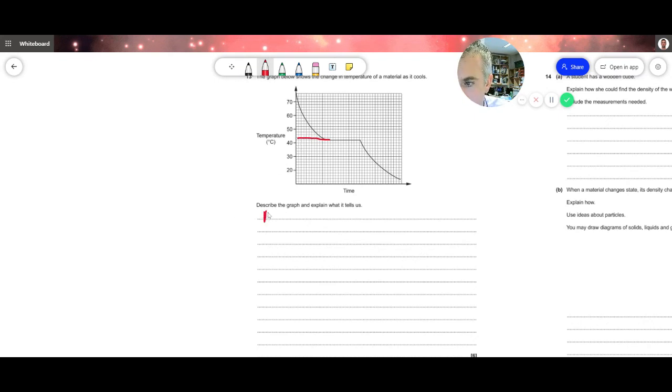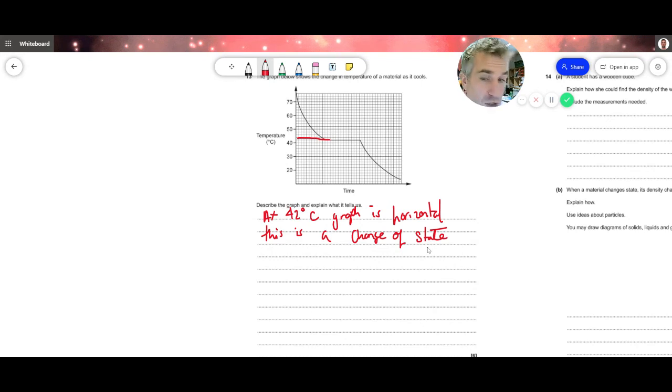So describe at 42 degrees C, the graph is horizontal. The graph is horizontal. This is a change of state. Hopefully you remember that from the specific heat capacity questions. When the temperature doesn't change, it means the object is going through a change of state.